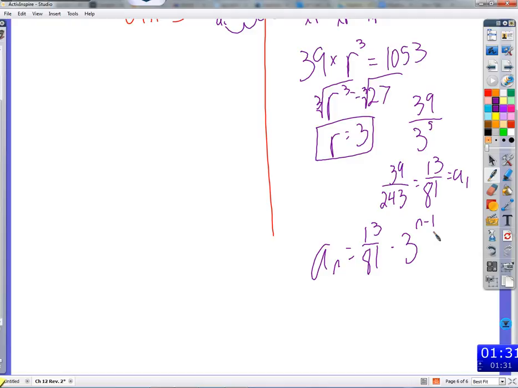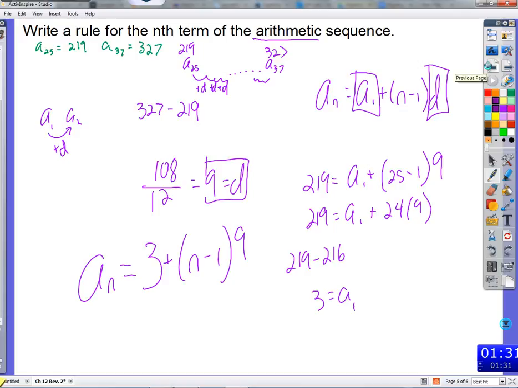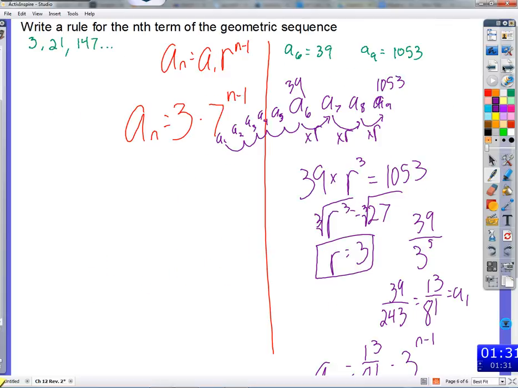Really similar to the way we found the rule for the arithmetic sequence, okay. But instead of adding something a bunch of times, we multiply a bunch of times. So instead of subtracting and dividing by 12, we divided 1053 by 39, figured out how much you'd have to multiply 39 by to get to 1053. And figure out a number we can multiply by itself 3 times to get 27.